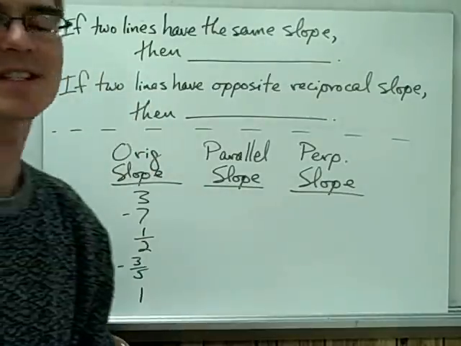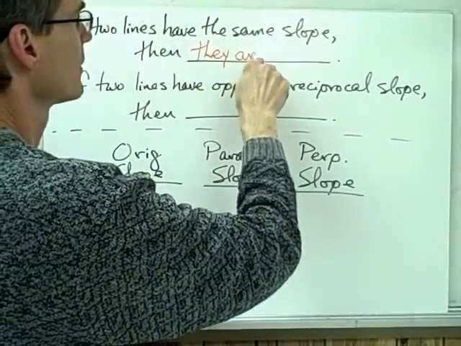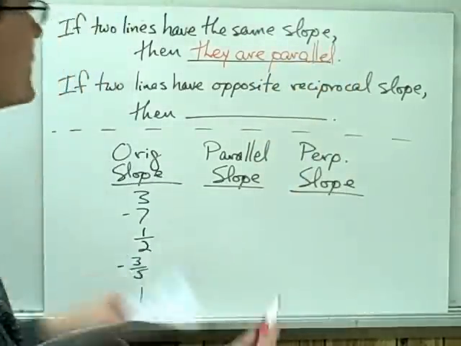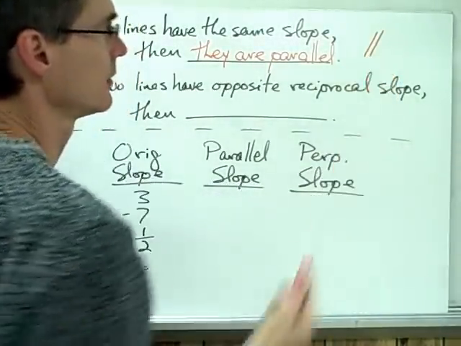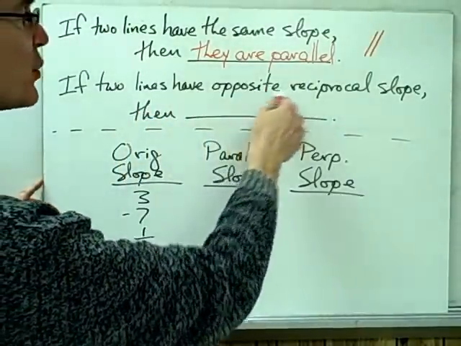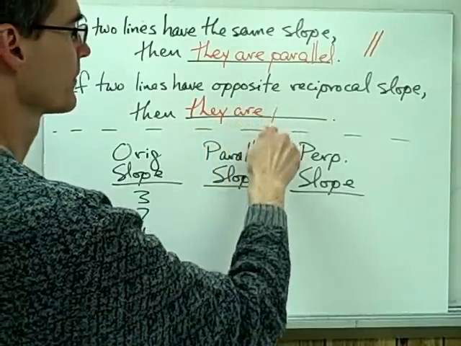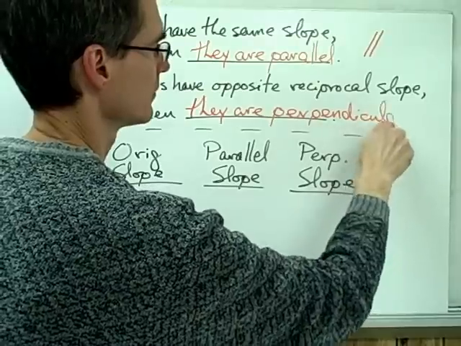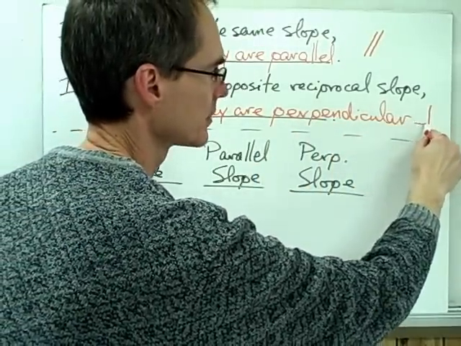So when two lines have the same slope, then we say that those lines are parallel. And often the symbol that we use for parallel lines just looks like there's two slanted lines together. We've seen that before. If two lines have opposite reciprocal slope, then those lines are perpendicular. And the symbol for perpendicular, a kind of shorthand symbol, looks like this.